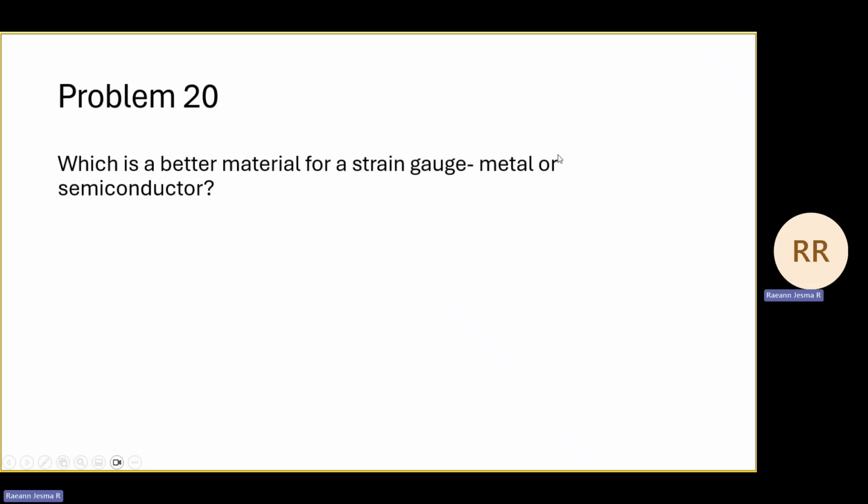Okay. So which is a better material for question 20.